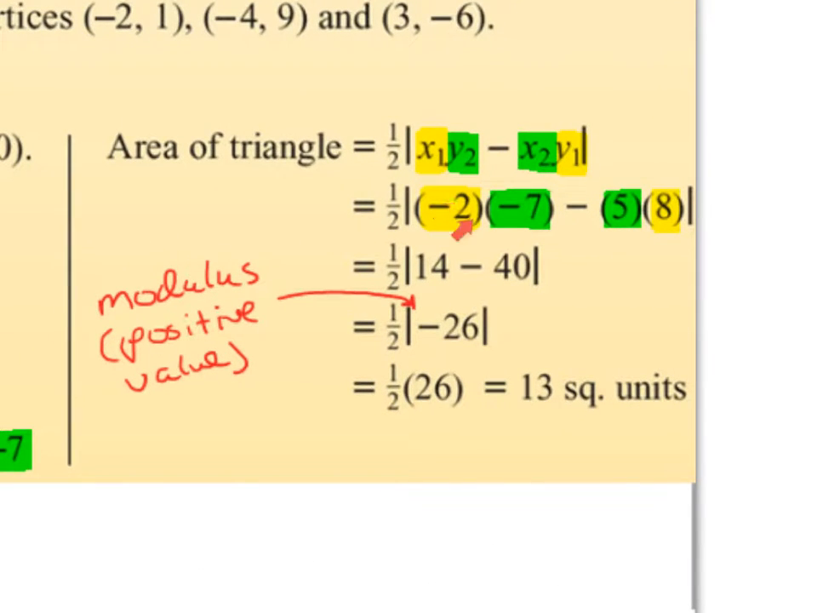So minus 2 times minus 7 is 14. 5 times 8 is 40. 14 minus 40 is minus 26. But we take the modulus of this, we take the positive value of it, so we use 26. And a half of 26 is 13. So the area of our triangle is 13 square units.